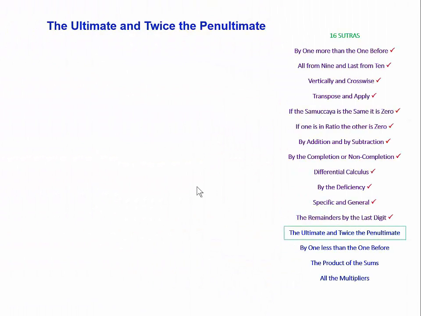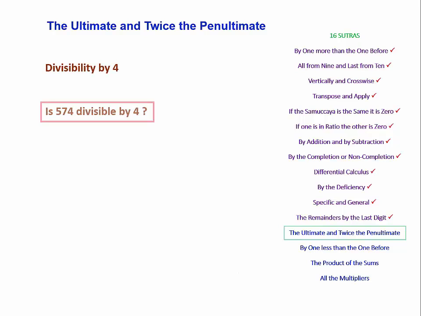The ultimate and twice the penultimate. So Antyayordashake, rather, Puntia dvayamantyam. And this is used when we are testing for divisibility by 4. So for example, if we want to know if this number is divisible by 4, we apply the sutra, the ultimate and twice the penultimate, which means we take the 4 at the end, that's the ultimate, and twice the one before it. The 4 plus twice the 7. We get 18, and 18 is not divisible by 4, so this is not divisible by 4. But also, this gives you the remainder as well, because once you've cast out your 4 4s from there, you're left with the remainder of 2.